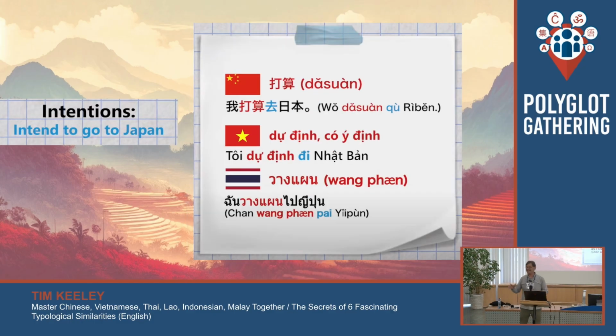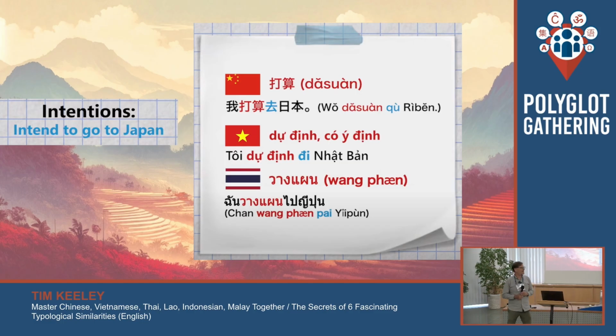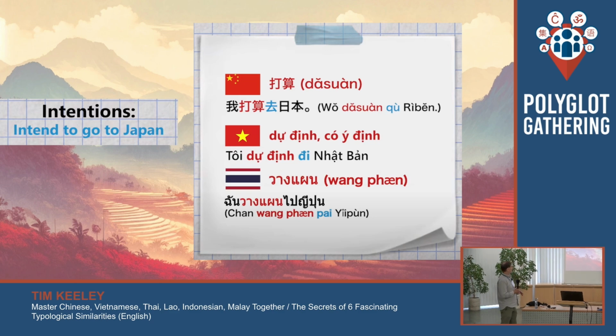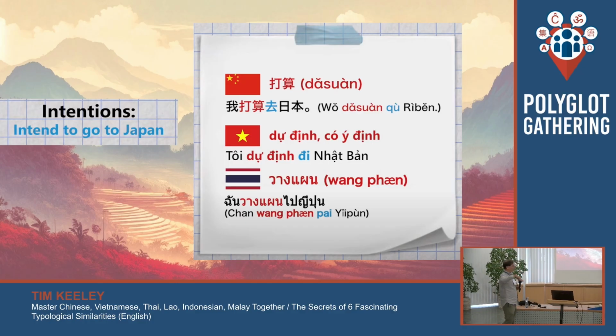Okay, now what about intentions, when you want to show intentions? Usually in Chinese, there's a number of ways you could do it, but you can say dǎsuàn, okay? People who know characters can see the dǎ is kind of like hitting, when you play a game you also dǎ, and this one is in the sense of a calculation. So, 我打算去日本.